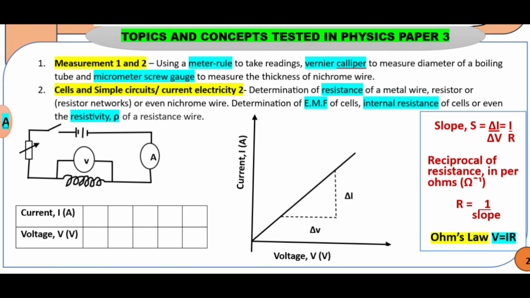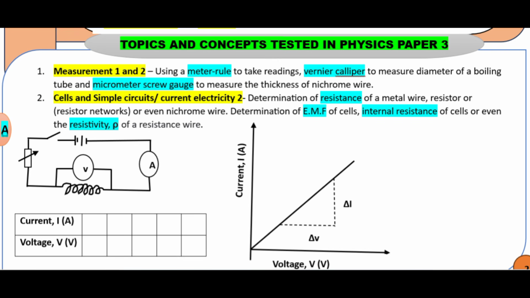It's important to note that resistance is for a metal wire or a nichrome wire or any other thing, but the internal resistance is for the cells. So let's start with the first experiment for Ohm's law. We have the cells, the switch, a variable resistor or a rheostat, another coil, a coil of resistance wire, and a voltmeter and ammeter.